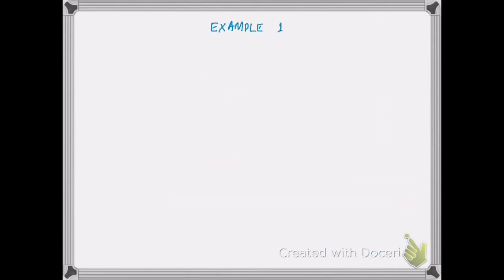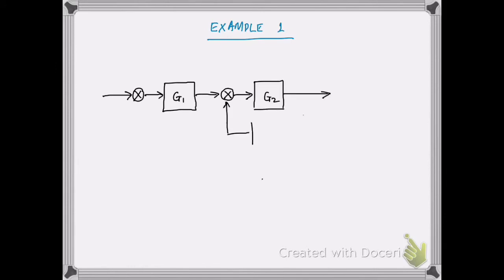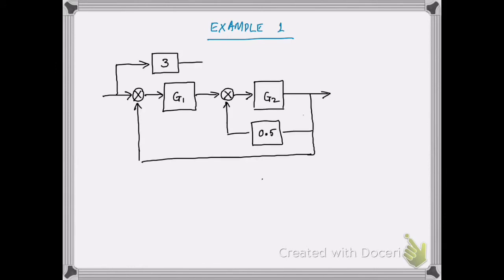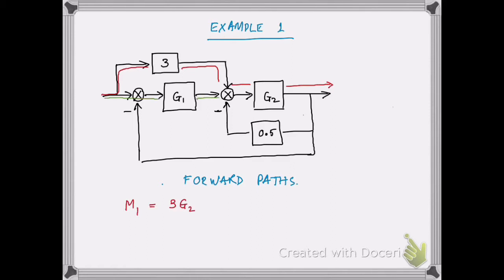So let's look at an example here. The first thing we do is look at the forward paths. In this case, there are two forward paths, M1 and M2. Those are the gains for the forward paths, so all you do is multiply the transfer functions. As you go forward, this is 3 times G2, and as you go forward here, it is G1 times G2.